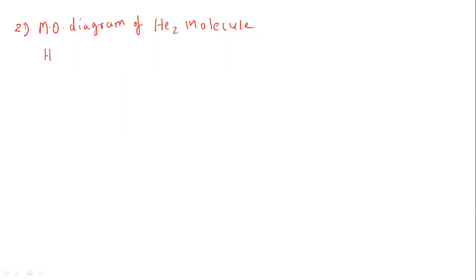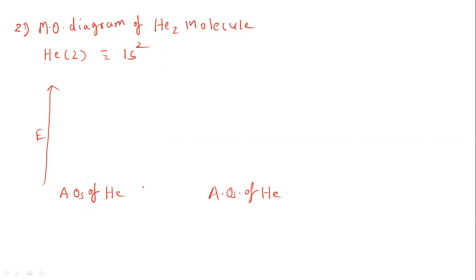So let us write first of all the electronic configuration of helium, having atomic number 2: 1s2. Draw the vertical line to represent the atomic orbitals and molecular orbitals, arranged according to increasing energy level. On the left hand side, let us write the atomic orbitals of a helium atom. On the right hand side, the atomic orbitals of the other helium atom. And in the middle, the molecular orbitals of the helium molecule.